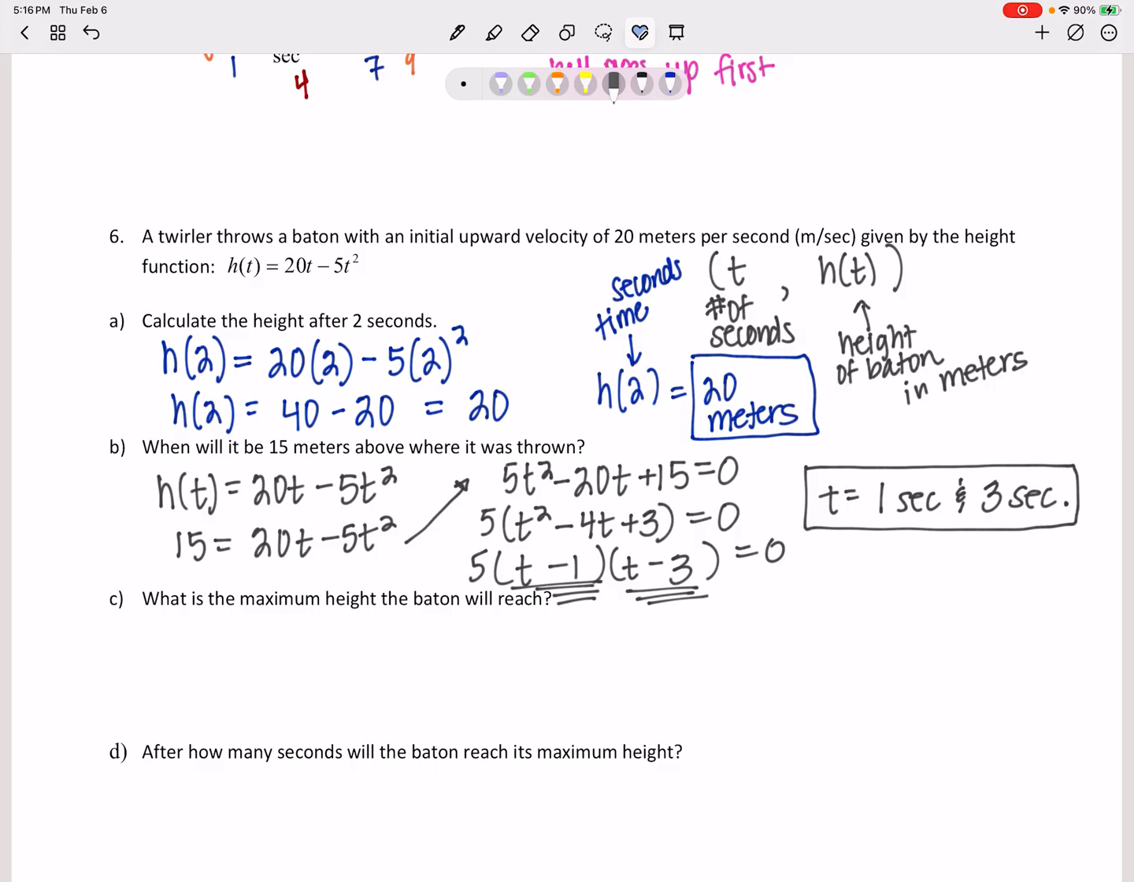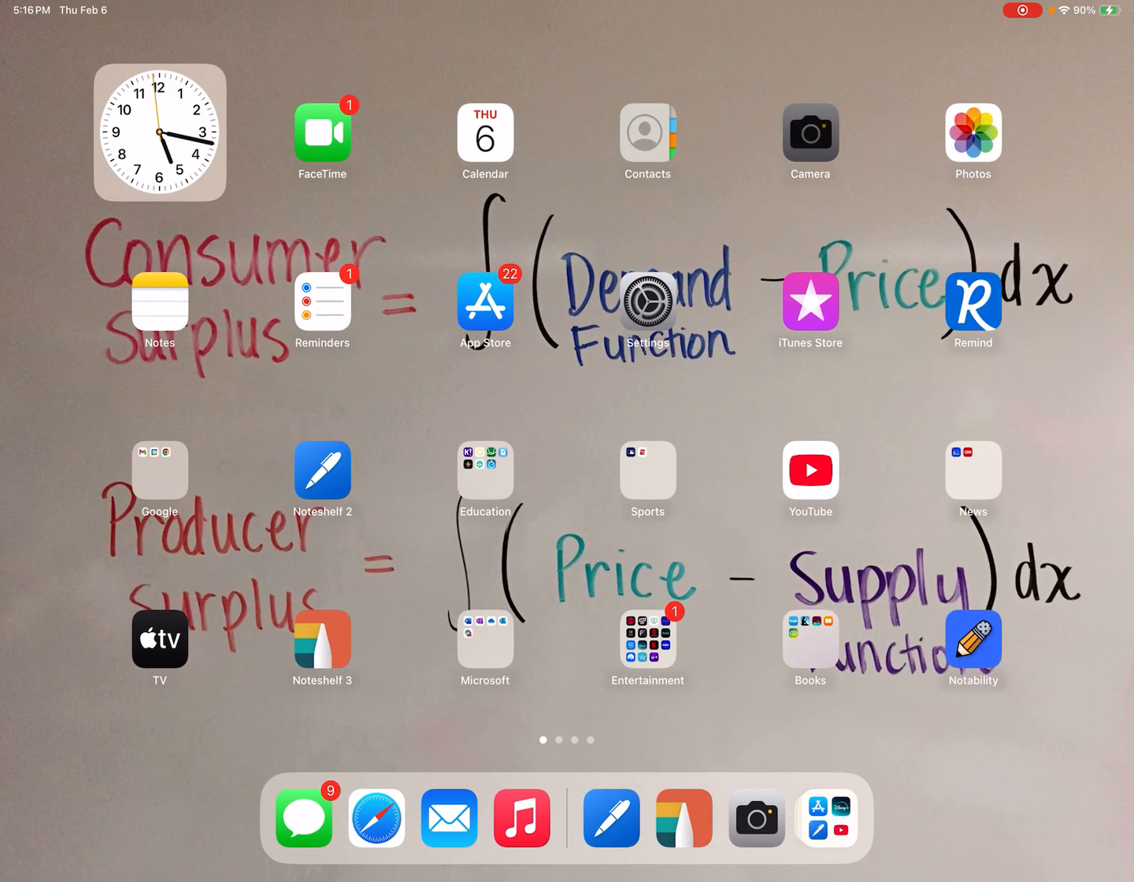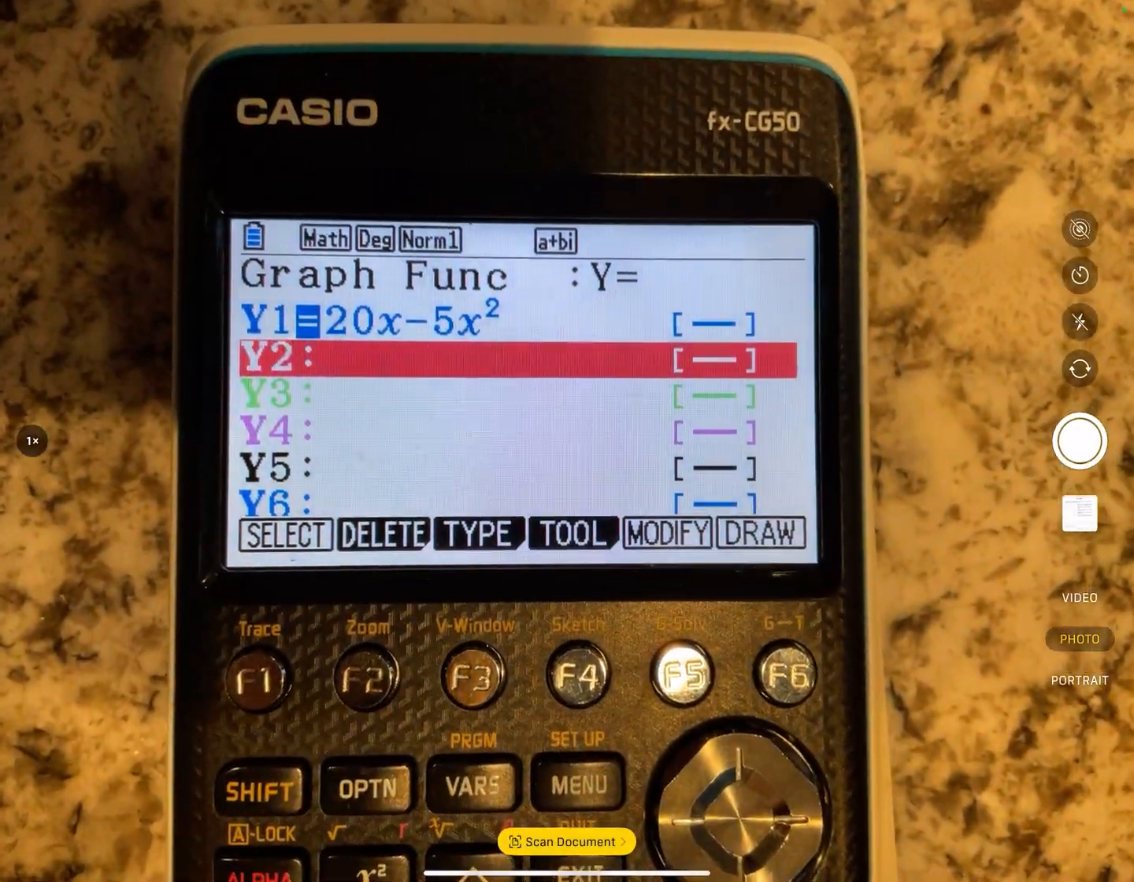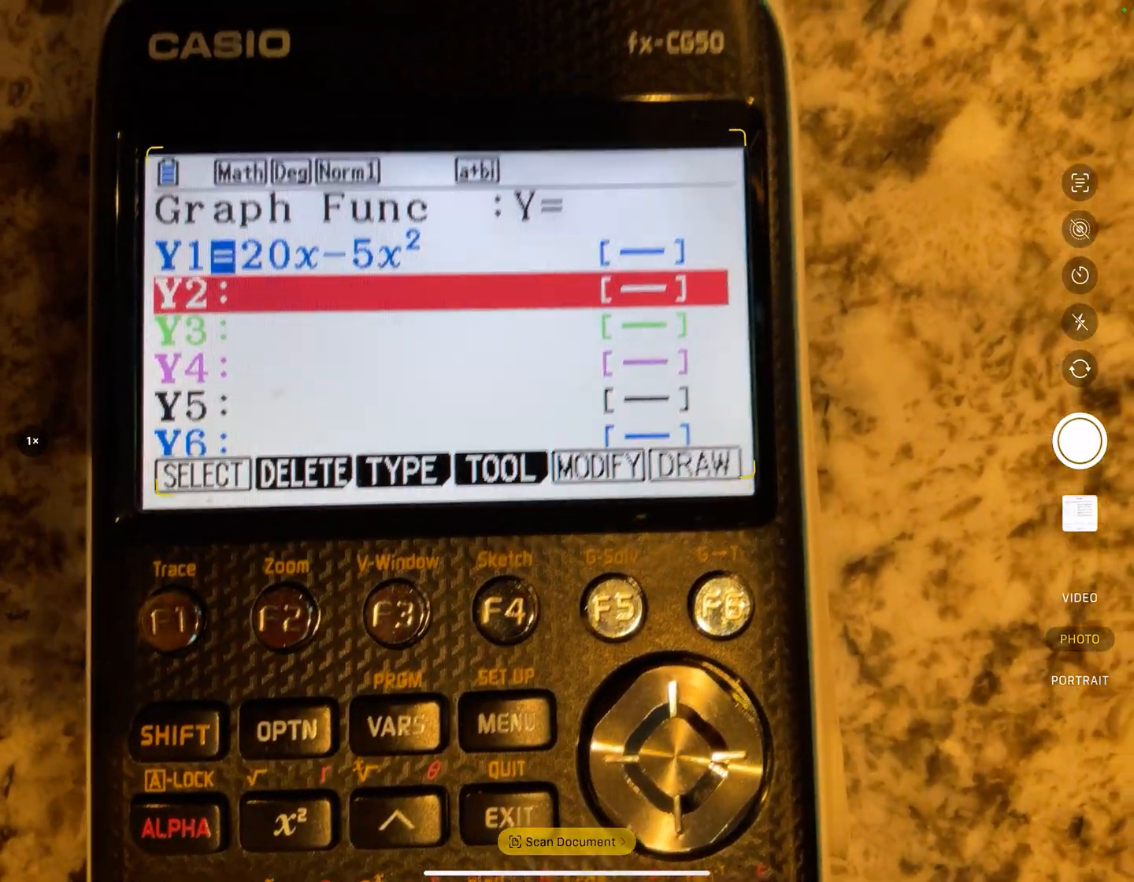What's the maximum height the ball will reach? This right here is your vertex. So maximum is your vertex, and it's going to be the y value. And we remember this. So we're going to go over to our calculator, and we're going to put this equation into our calculator. So we have y equals 20x minus 5x squared.